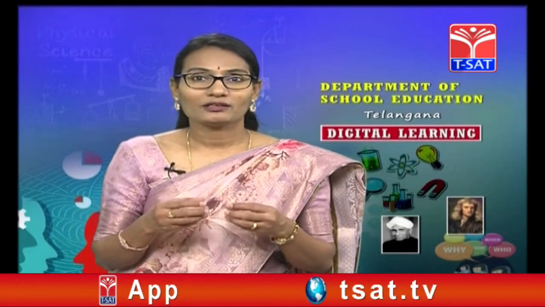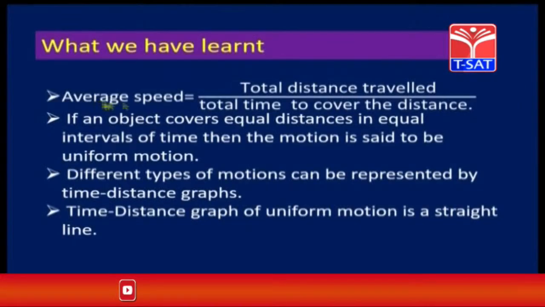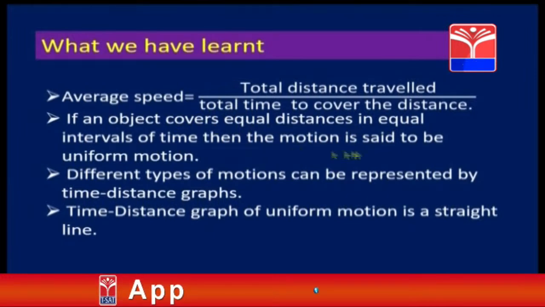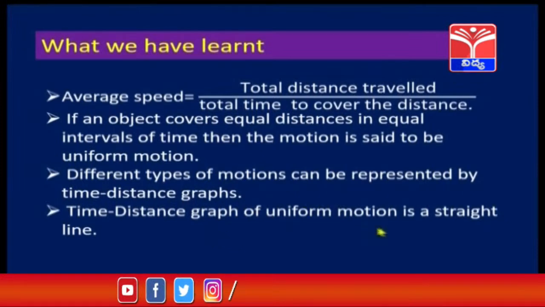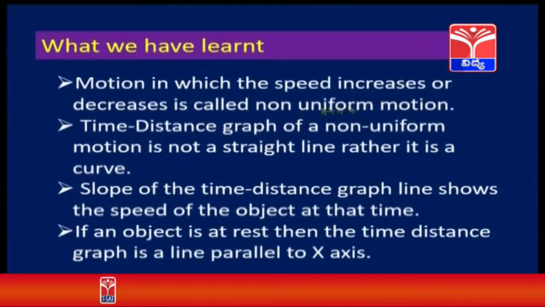Whatever concepts we discussed in this session, let us look at all these points and try to learn them, children. Average speed is equal to total distance travelled divided by total time taken to cover the distance. If an object covers equal distances in equal intervals of time, then the motion is said to be uniform motion. Different types of motion can be represented by a time-distance graph. The time-distance graph of uniform motion is a straight line. Motion in which the speed increases or decreases is called non-uniform motion.